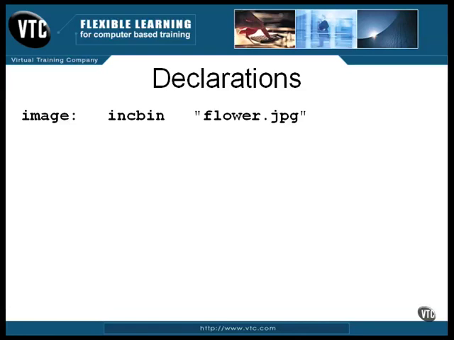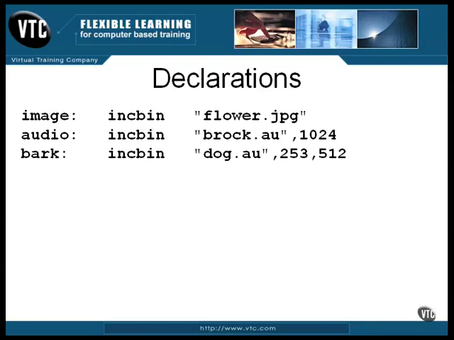By default, the entire file is included, or you can, by appending a number on the end of the declaration, skip a block of bytes at the beginning of the file and just include the rest of it. Or by appending 2 numbers, you can skip some bytes at the beginning and limit the overall size. In this example, the limit is 512 bytes.